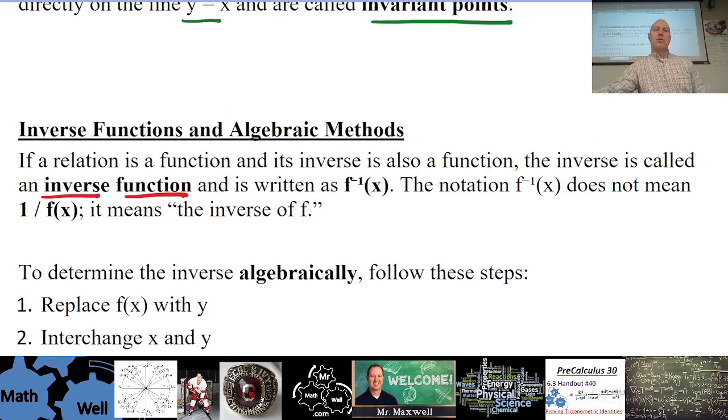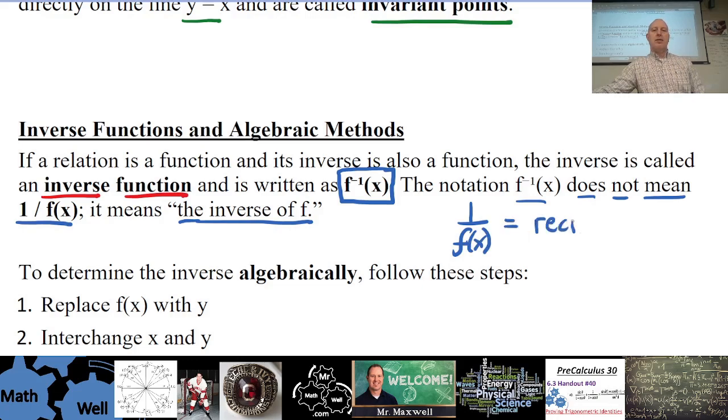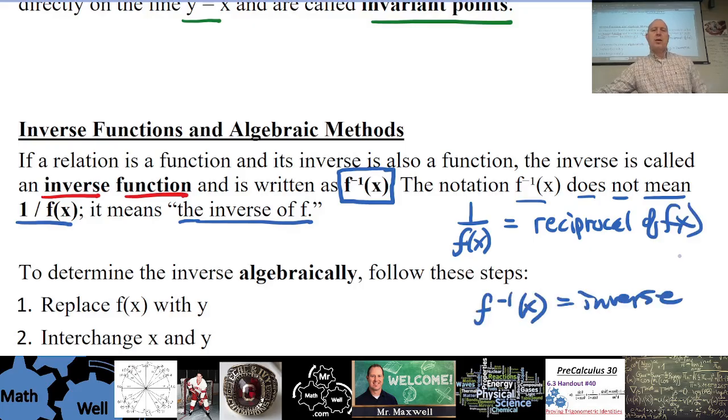And there's special notation for that. So f to the negative 1 of x is the notation for an inverse function. So f of x, that's part of it, it's a function, and the negative 1 means the inverse. So this does not mean 1 over f of x, it means the inverse of f. That's important. 1 over f of x is the reciprocal of f of x. This is the inverse, and that's where x and y are switched.